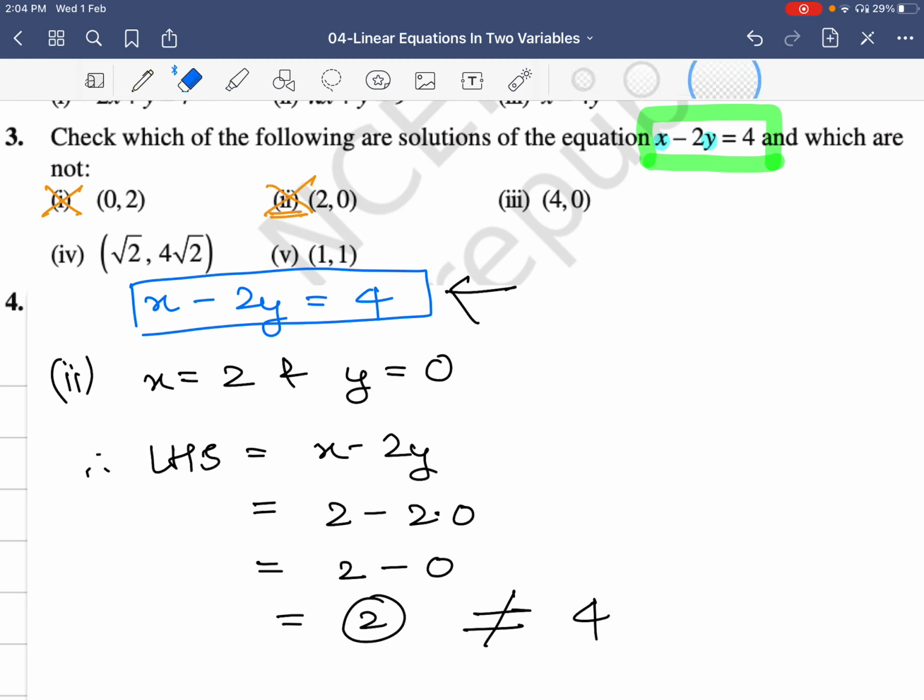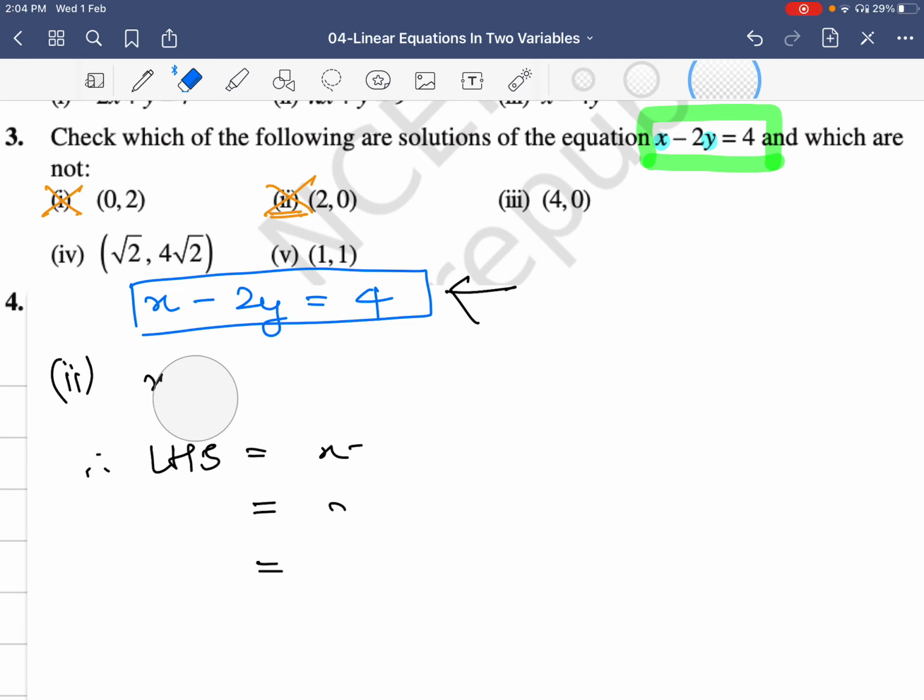For the given equation. So similarly, you just take each and every pair that is given to us, pair number 3, pair number 4, pair number 5, and try to substitute and check if it's a valid solution or not. So we'll do the third one, and the fourth and fifth you can do on your own.